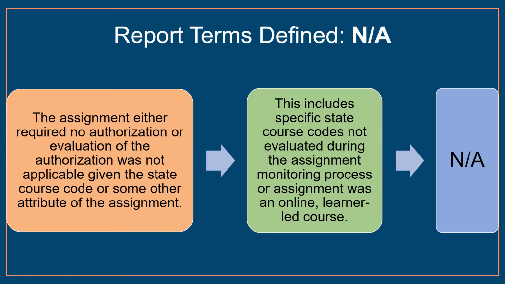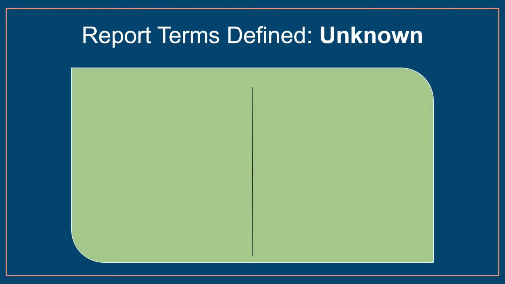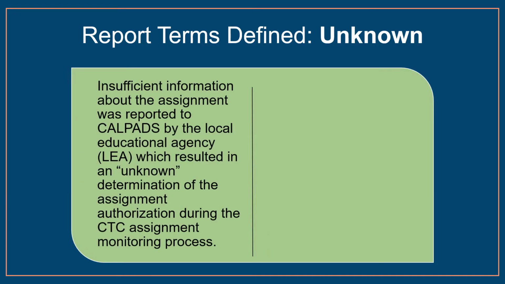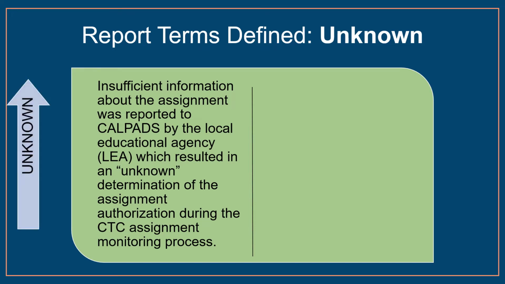A key message: the NA category is different from unknown and incomplete. There will always be some courses categorized in the data as not applicable, even if LEAs enter everything accurately into CALPADS and CalSAAS. An assignment monitoring outcome of unknown indicates that insufficient information about the assignment was reported to CALPADS by the LEA, which resulted in an unknown determination of the assignment authorization during the CTC assignment monitoring process.